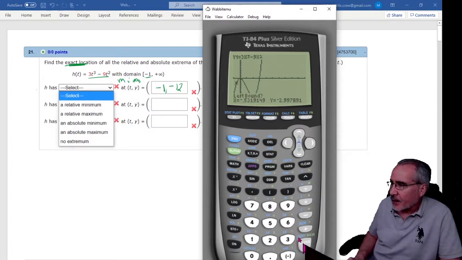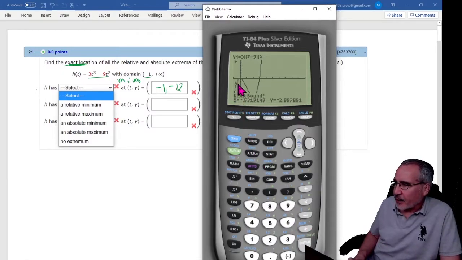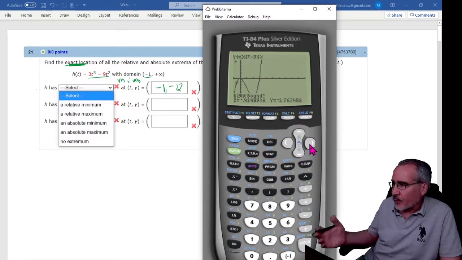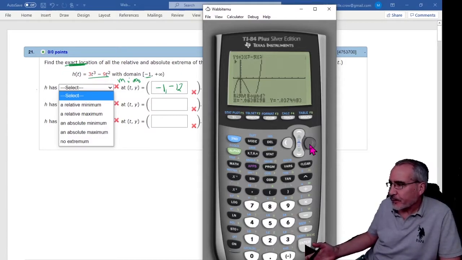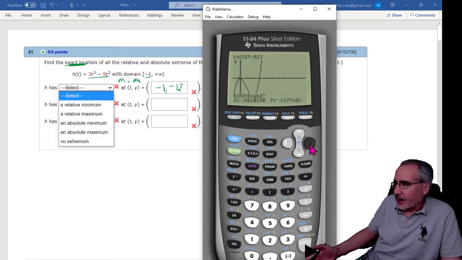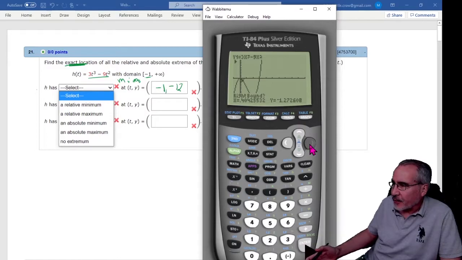I hit enter. Now it's going to ask for the right bound. I take this cursor and I walk it to the right. So I have to go over the top of the mountain, come back the other side, and then it's probably not the calculator, it's my computer that's slowing down. It says, let me go to sleep. There we go. We hit enter, and then for the guess, we hit enter.